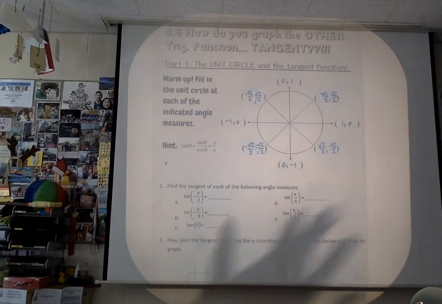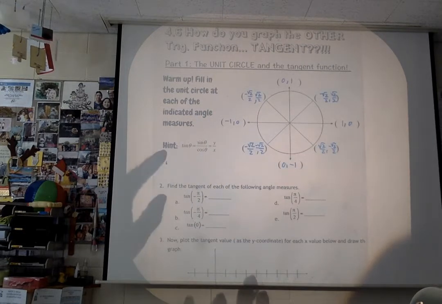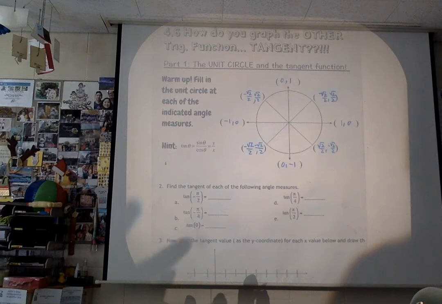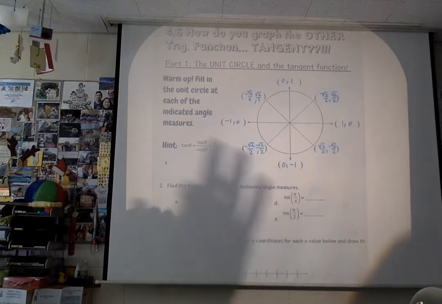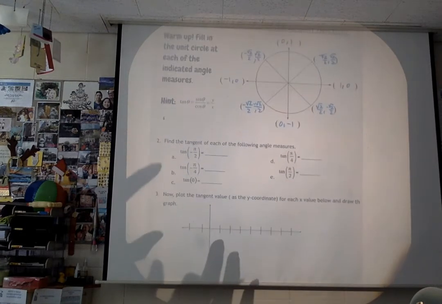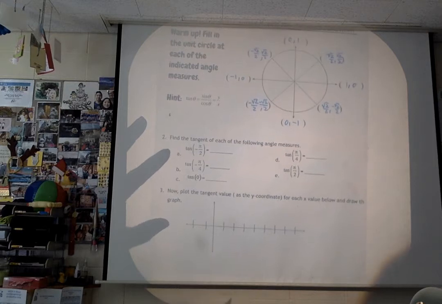So why I made you guys do this, you'll understand later. And again, hint, tangent is sine over cosine. Okay, y over x. All right, so we know all this pretty well. Now let's go back here. Find the tangent of each of the following angle measurements.